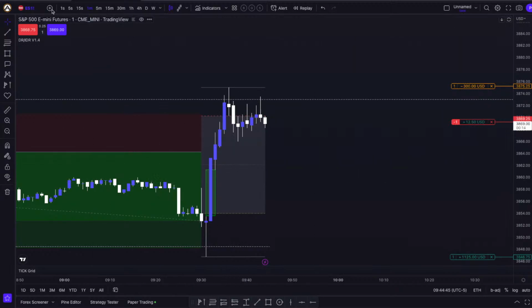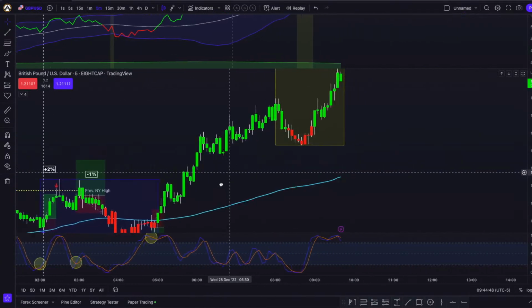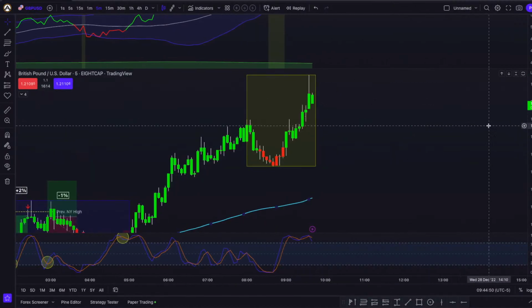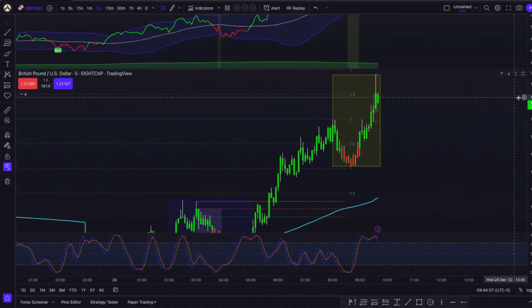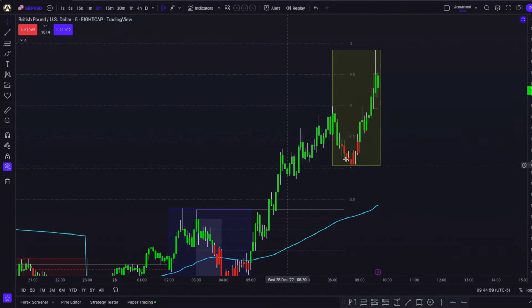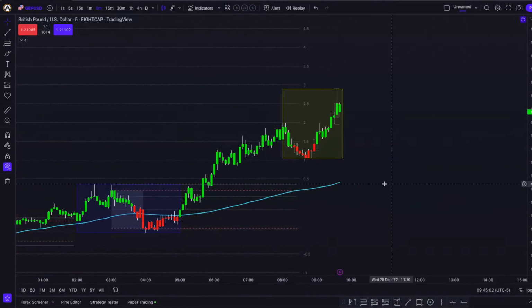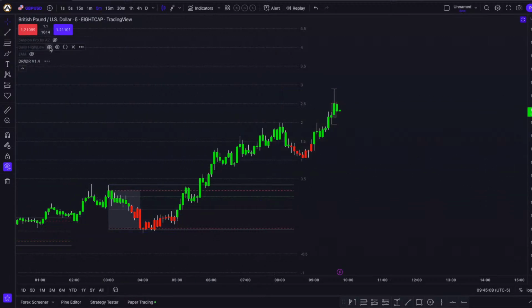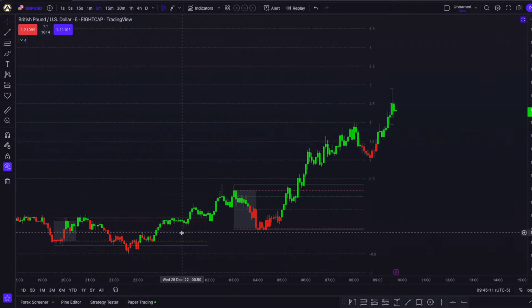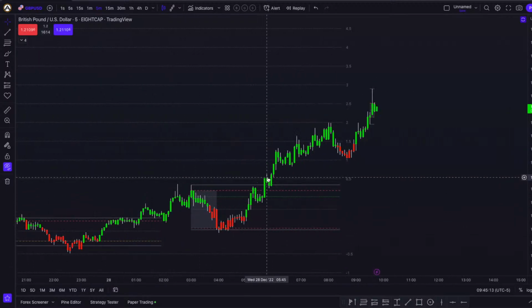All right, so let's go over to pound US dollar and see what that's doing. Can turn on our DR IDR, and let's get rid of all my drawings so far. Get rid of the indicators too. We had a bullish confirmation after our London range. Let's get rid of the Session Pro indicator here quickly. Bullish confirmation right here.